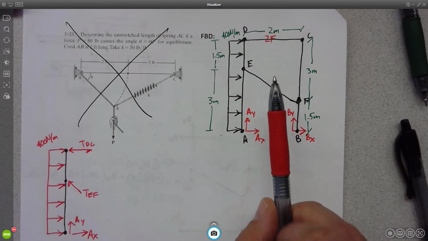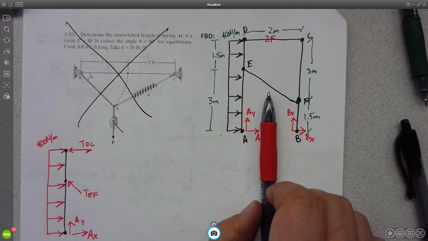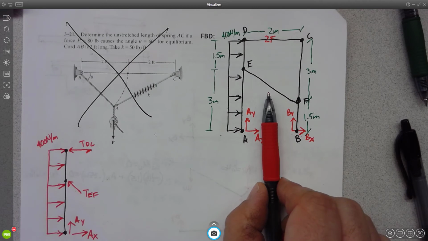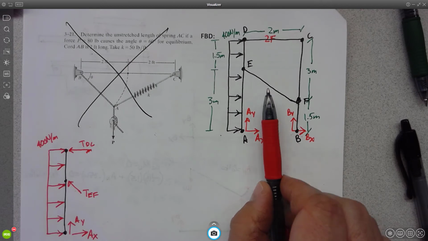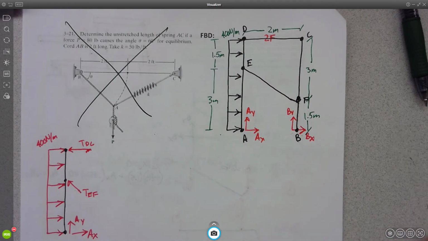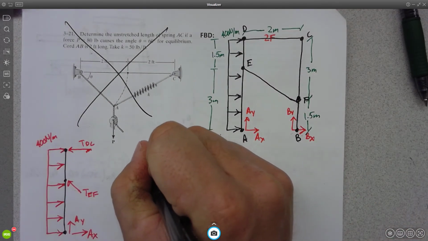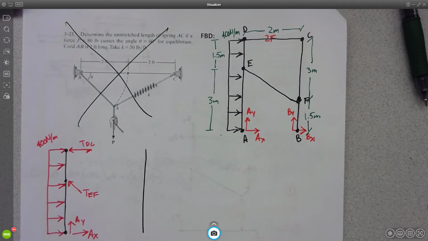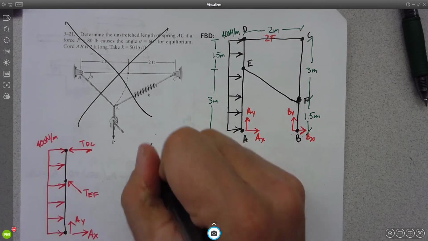So would it make sense for me to draw a free body diagram of EF? Why not? This is a two-force member, right? We're not going to learn much there. Same thing with DC. So the other free body diagram I need to draw is CFB.